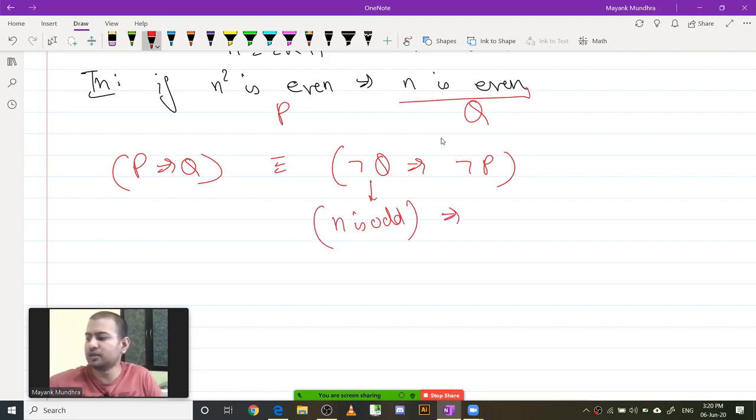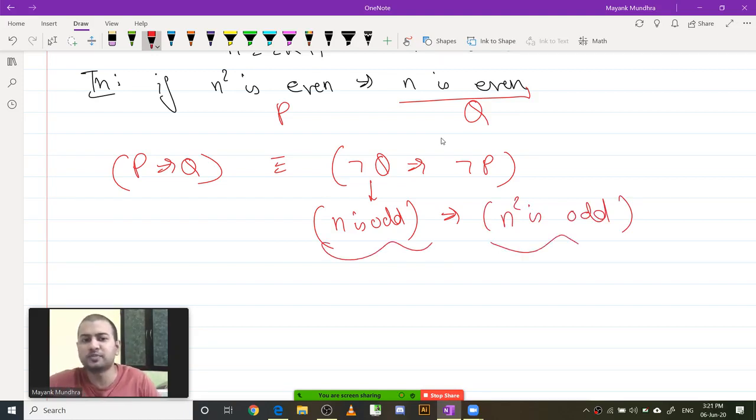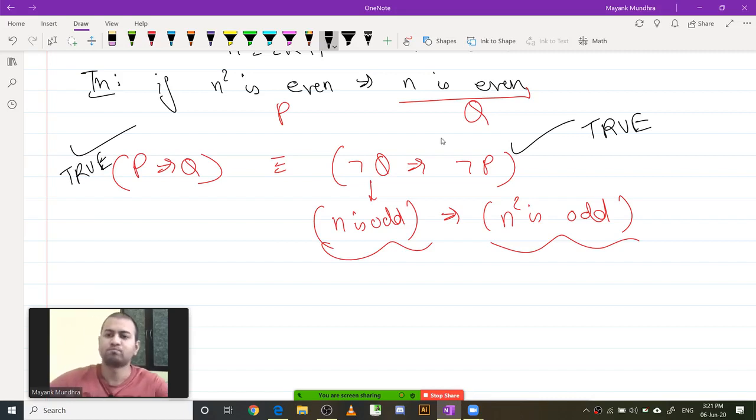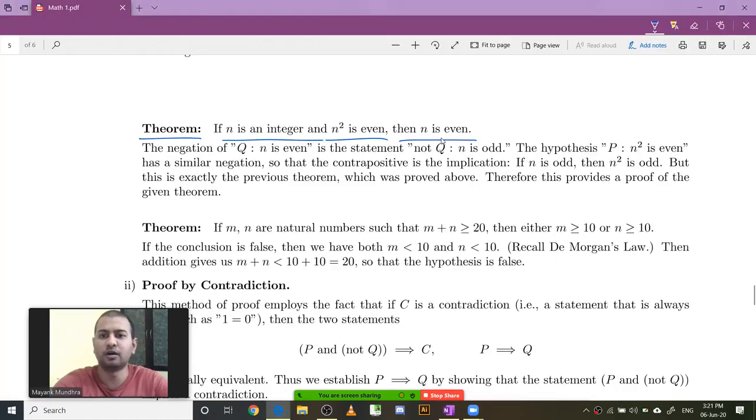and this has to imply n square is odd. So this is what you need to prove. Now we have done this proof in the previous part, that if n is odd, n square is odd. So you have automatically shown this to be true. So if this is true, then the original is true as well. So that's your proof for this theorem.